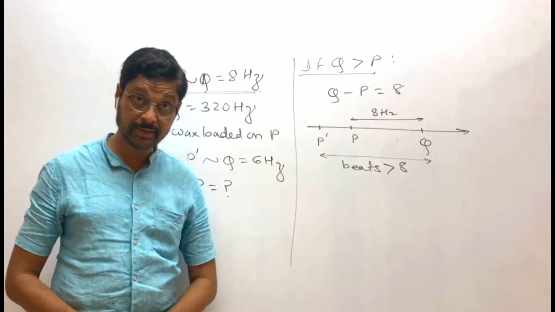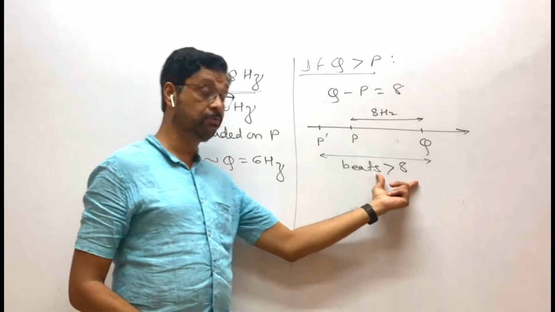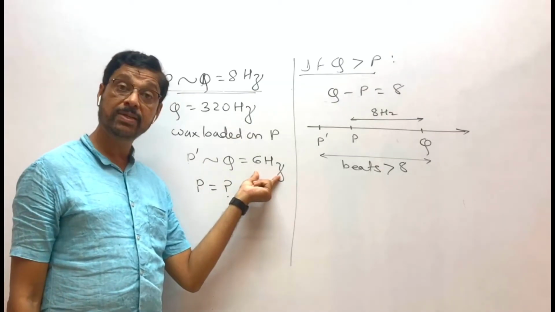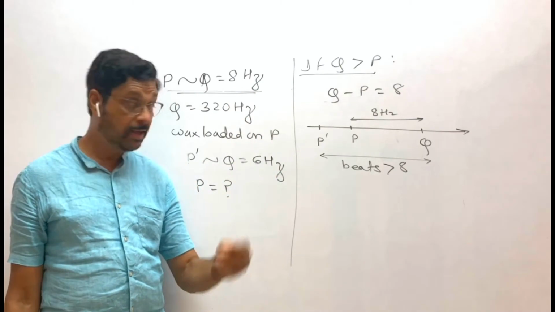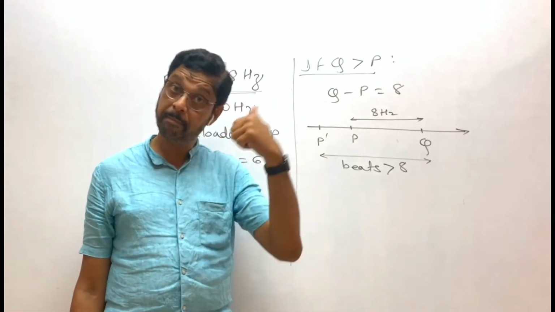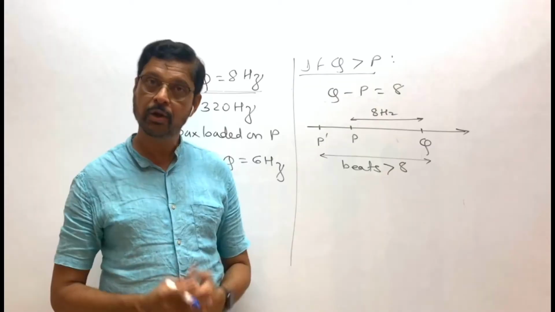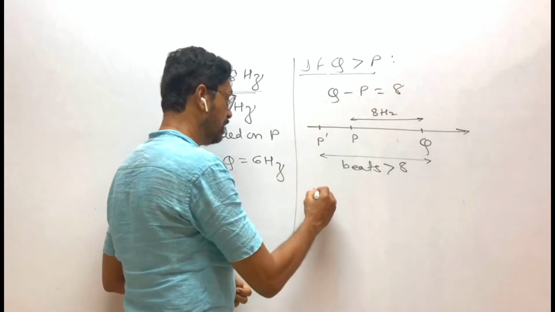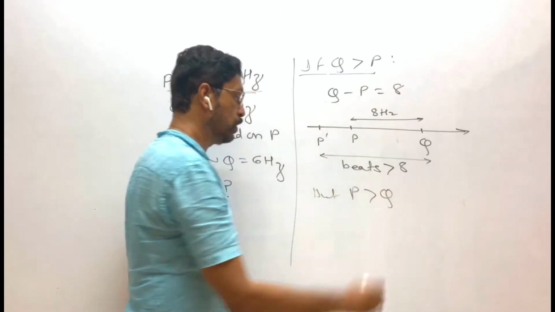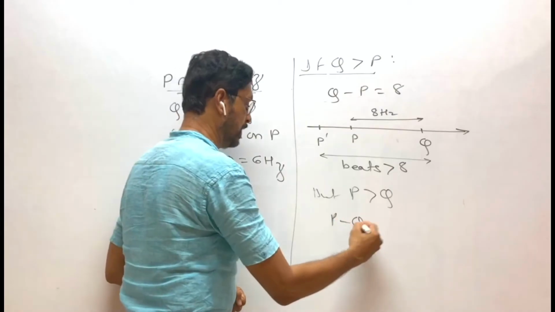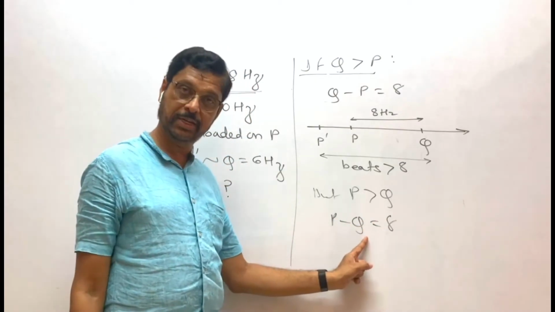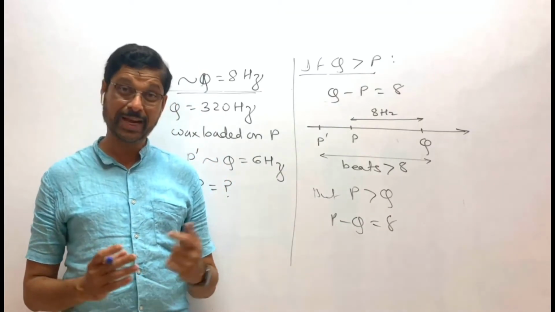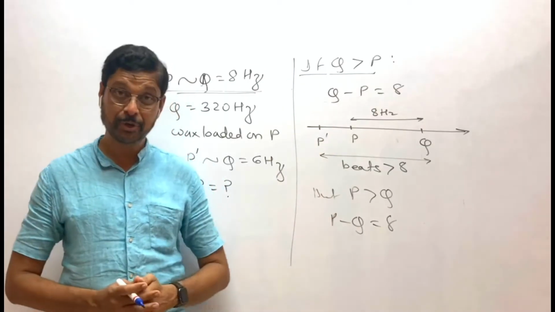According to our assumption, if Q is greater than P, the number of beats will be greater than 8. But what is given? It is given that number of beats become 6. Number of beats कम होते हैं. अपने assumption के हिसाब से number of beats क्या हो रहा है? बढ़ रहे हैं. Means our assumption is wrong. Means Q is not greater than P, but P is greater than Q. So again, you will write P minus Q is equal to 8. You'll put here 320. So P is equal to 328 hertz. So that's how you can solve such type of questions.